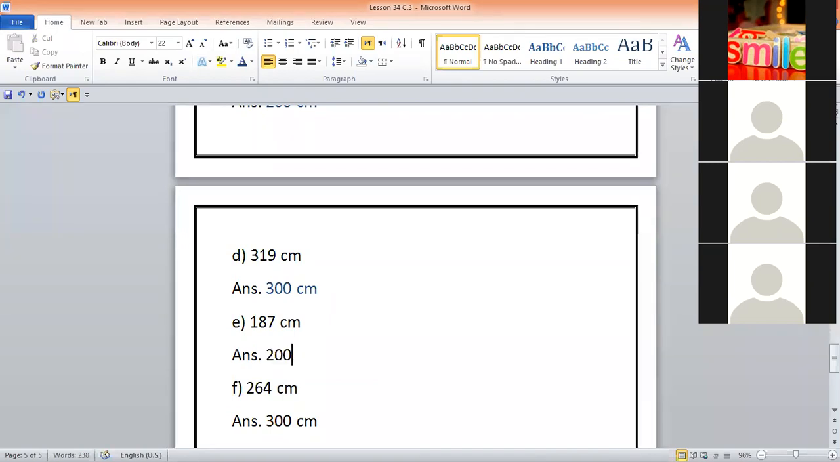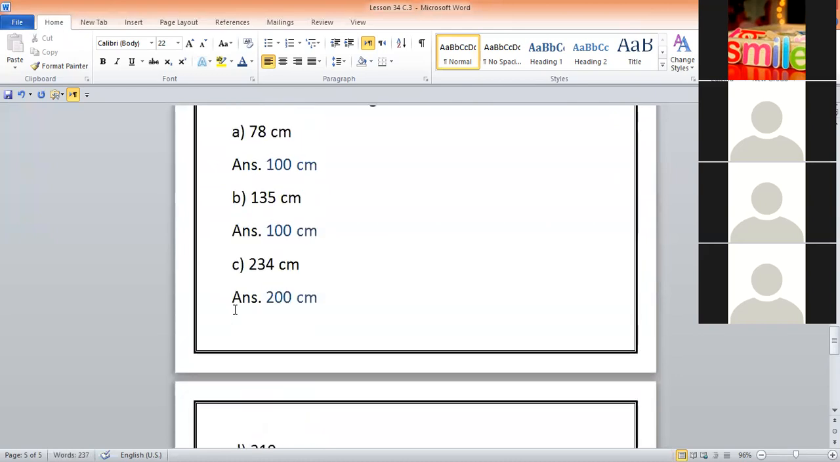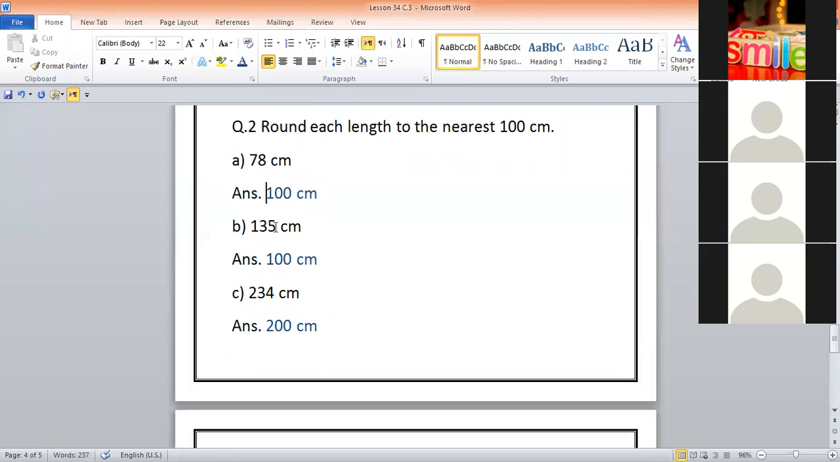Guys, complete it in your notebook fast. I'm going to start question number 5. There is again a question: which amounts did you round up? So you can see, guys, this was 7800. We rounded up. This is 135, but it is 100 less than that. We did not round up.